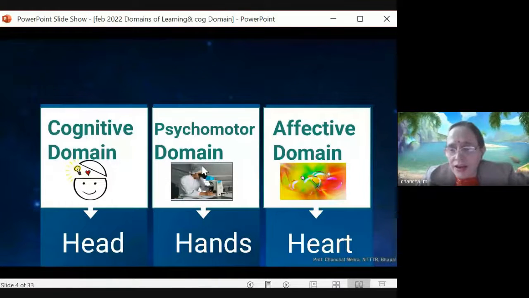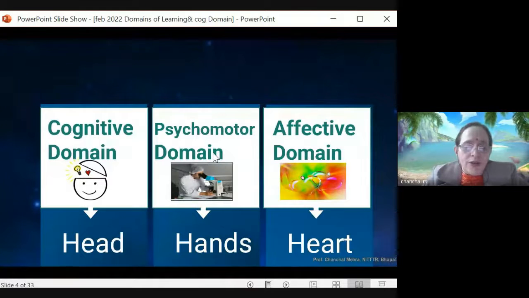These three areas or domains are not separate entities. We cannot say that whenever the cognitive skills are being developed, at that time we need not develop the psychomotor or affective. It depends upon the nature, the context in which the skills are being developed. So cognitive mainly relates with the head part.